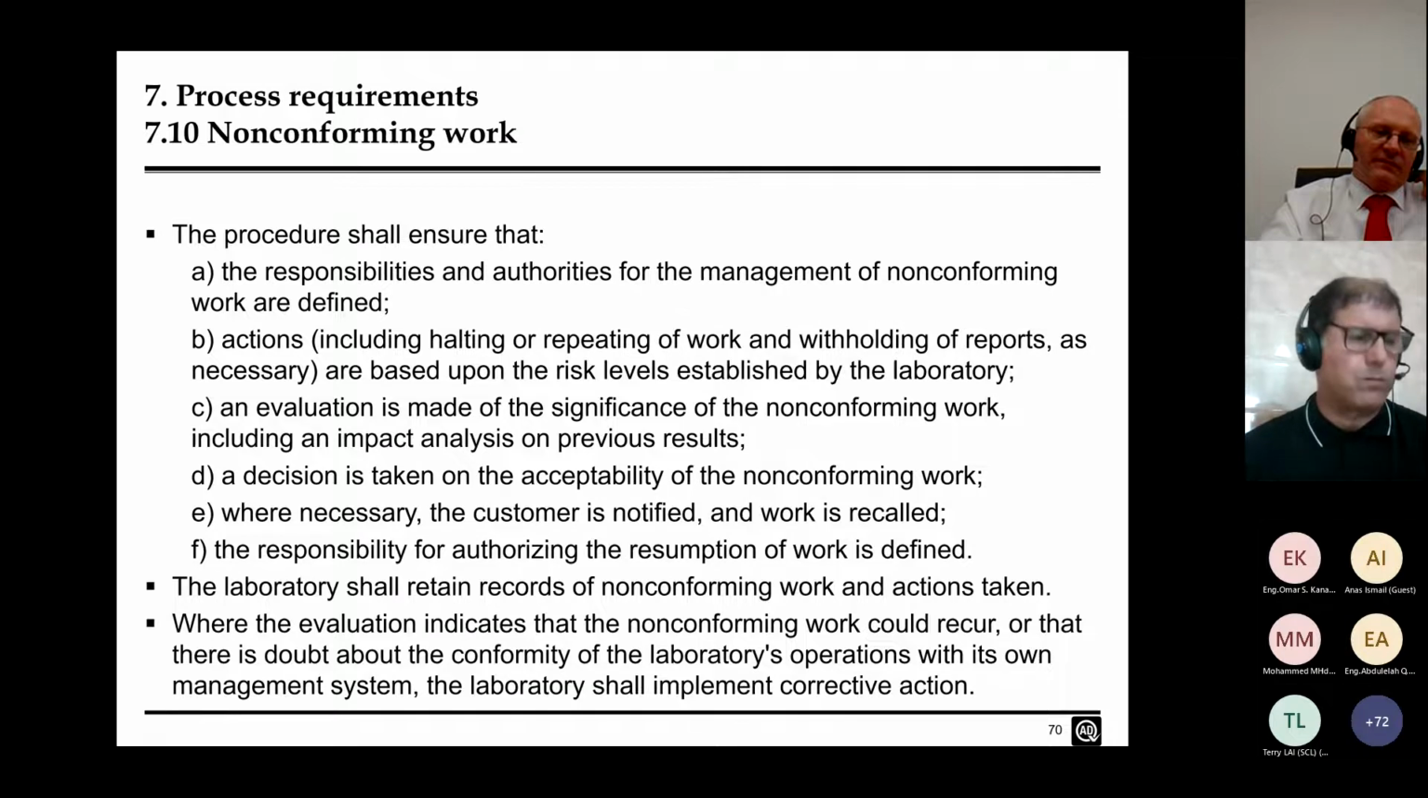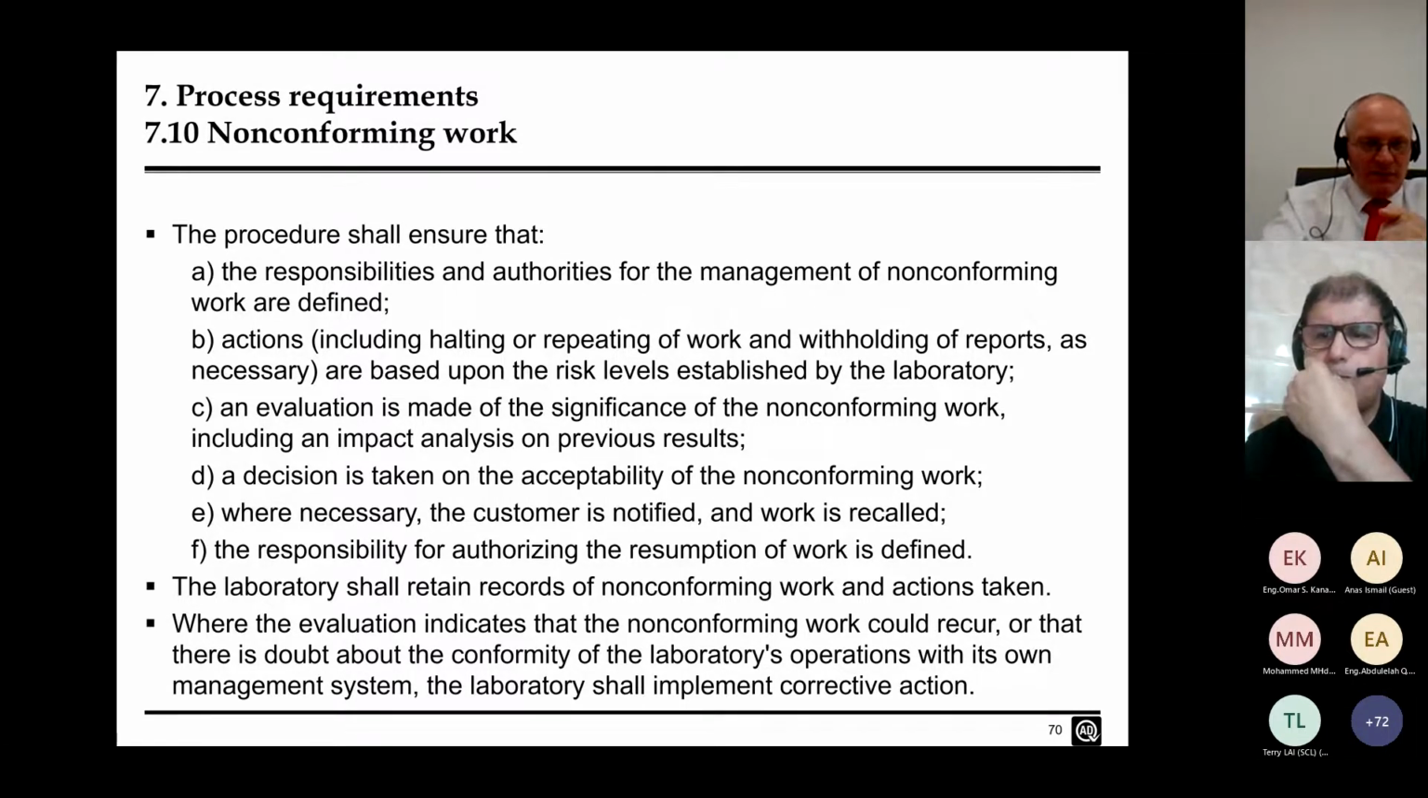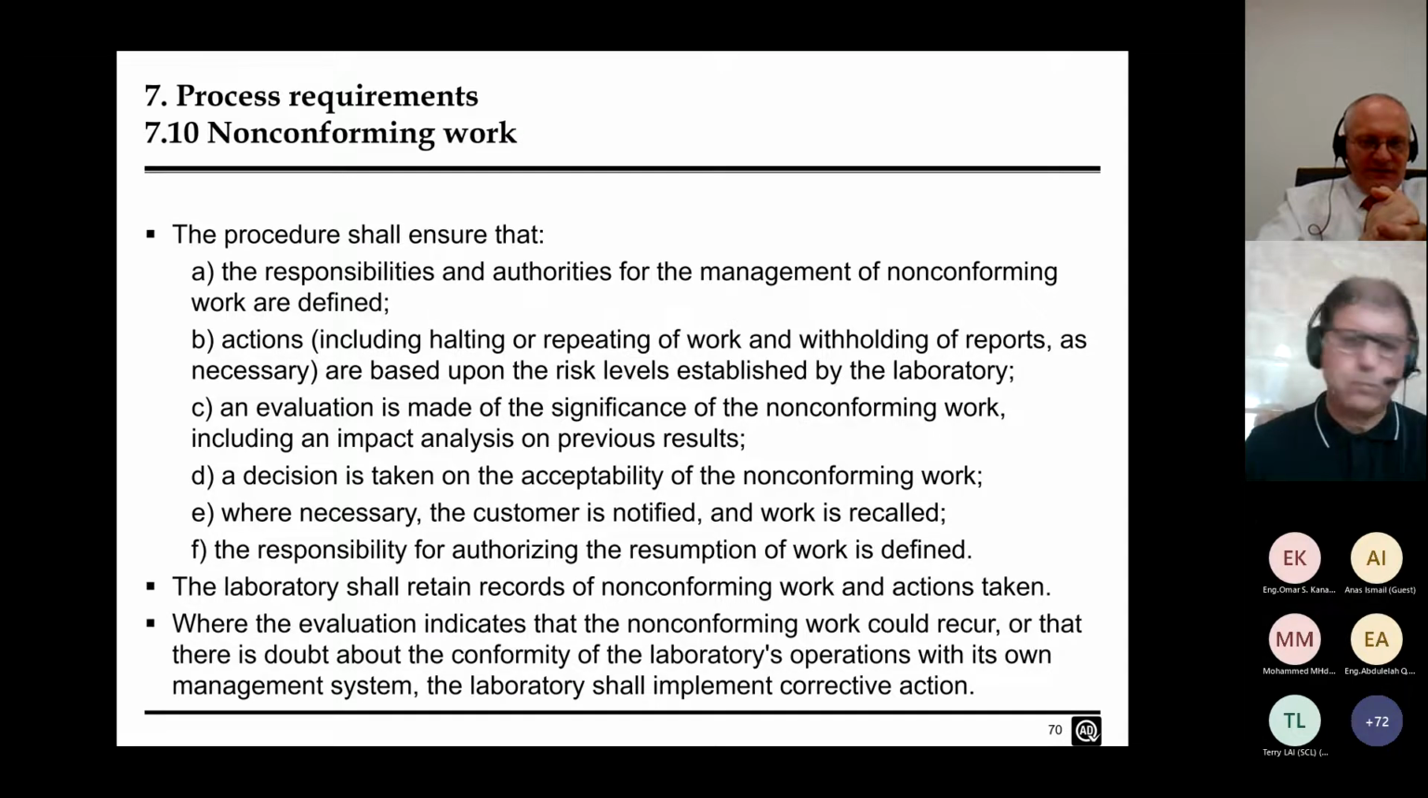There's quite a lot of words here, but it's quite important that we understand who is responsible, who has the authority for managing this non-conforming work. We take actions based on the risks, what we've accepted as the risk levels. Do we halt work? Do we repeat work? Do we withhold reports? Depending on the risk levels established.